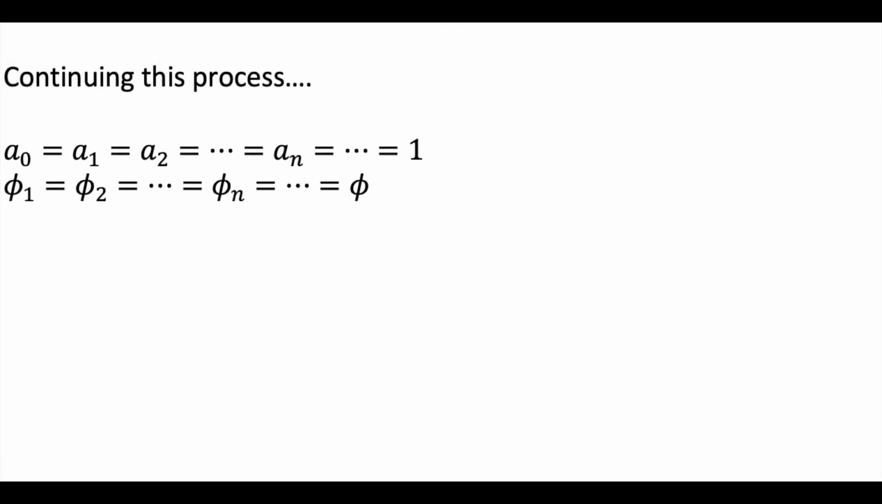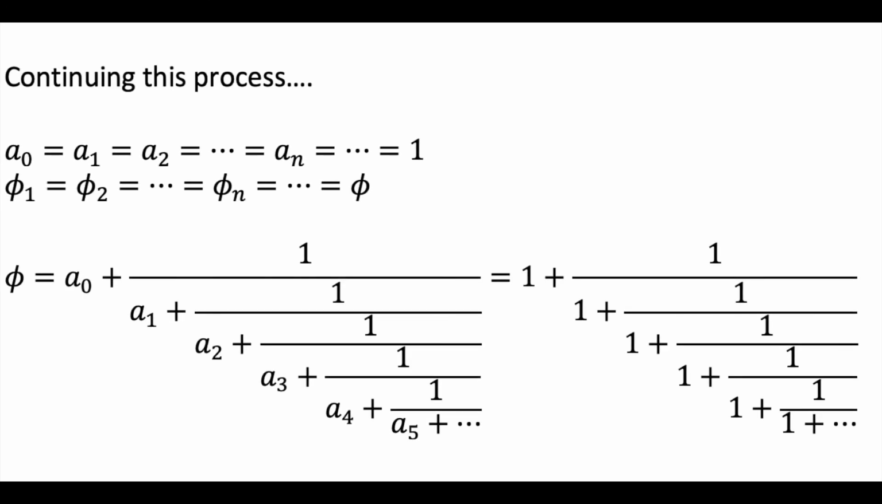There is a sequence in finding terms in a continued fraction, and what we find is that all of the a sub n values are equal to 1, and all of the phi sub n values are equal to phi. What this gives us is one of the most boring continued fractions out there. Phi is equal to a naught plus the fraction 1 divided by (a1 plus the fraction 1 divided by (a2 plus the fraction, etc.)), which is just equal to 1 plus the fraction 1 over (1 plus the fraction 1 over (1 plus, etc.)).